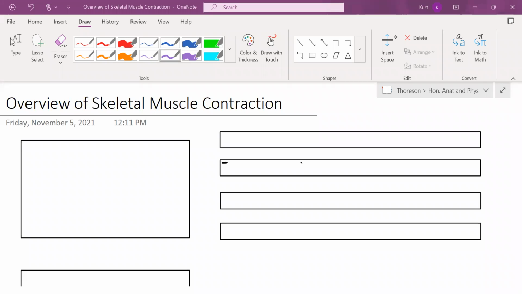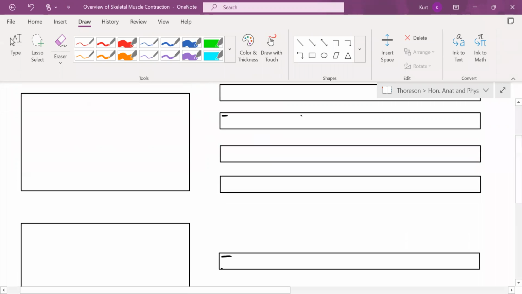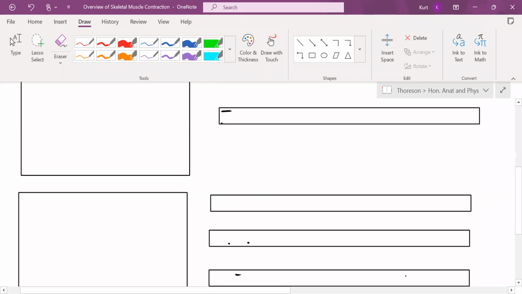Okay, ladies and gentlemen, today should be the final lesson on microscopic muscle anatomy and physiology. This is an overview of skeletal muscle contraction from when you think it to when the muscle actually contracts and moves. So on the left, we have 4 categories. And on the right, we have the events happening in each of those categories.